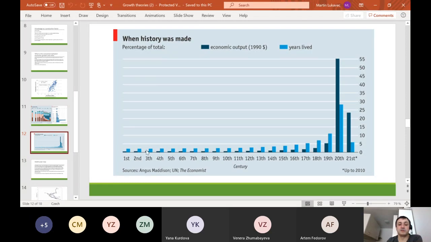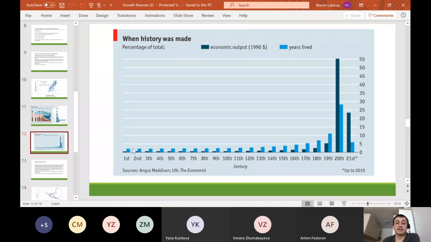If I add all these columns together, so if I add all the dark blue columns together, it should give me 100. So it's basically shares of each century on the total of all of the 21st centuries. You can see that basically almost no GDP was created all the way to the 18th century, and then it started growing really fast. Of course, the 21st century represents only the first 10 years.